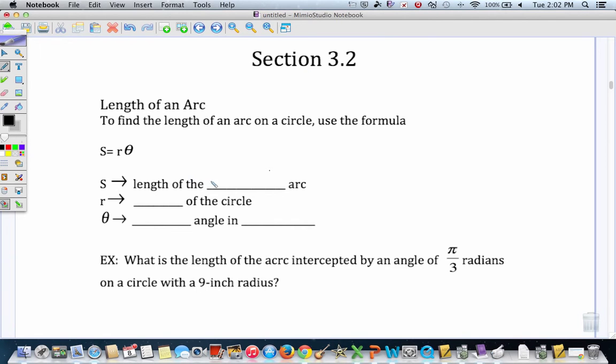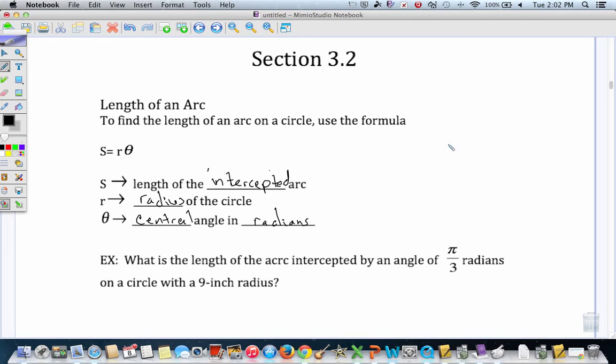S is the length of the intercepted arc. R is the radius of the circle. And theta is the central angle in radians. So there is the key phrase there, central angle in radians.